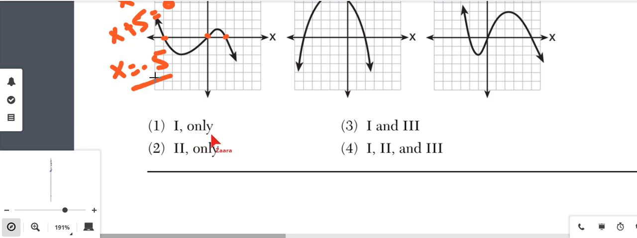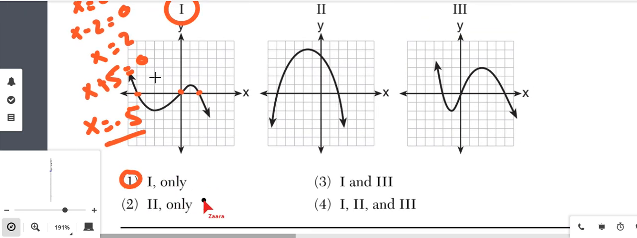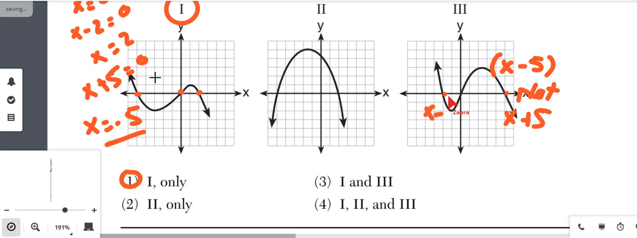Only one. Why not 2? Because in 2 the roots are different, x is not a root. This is a quadratic one. This is cubic, but for this one, if positive 5 is the root, that means x minus 5 is the factor, not x plus 5. And for this one, if negative 2 is the root, then x plus 2 is the factor, not x minus 2, right?